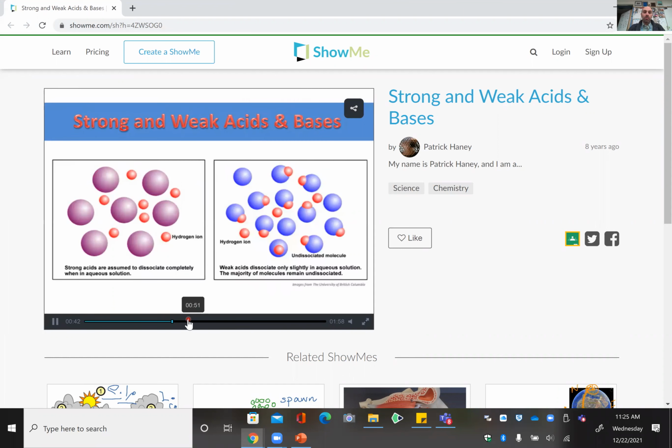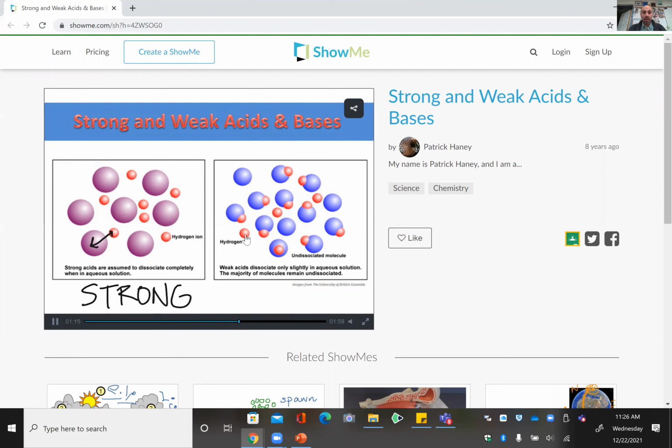Now, the difference between a strong acid and a weak acid is that on this side, the strong acid, notice none of them are still bonded together. All the hydrogen ions have dissociated, making it a strong acid, 100%. And they are now floating around by their lonesome, and they are increasing the hydrogen ion concentration. Looking over here, this would be considered our weak acid. The reason it's called a weak acid is because only a percentage of the acid has dissociated.